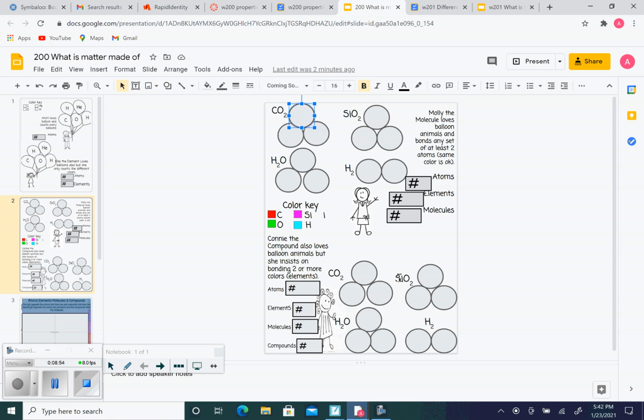See, this is capital S, lowercase i, capital O. This is 2 capital letters. Again, this is a compound. H2O, you've got 2 capital letters. This is a compound, but H2 only has 1 capital letter. This is not a compound. Okay? So go ahead and fill your numbers out here. How many atoms you have, how many elements, how many molecules, and how many compounds.